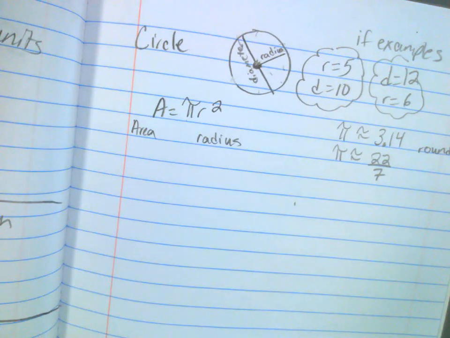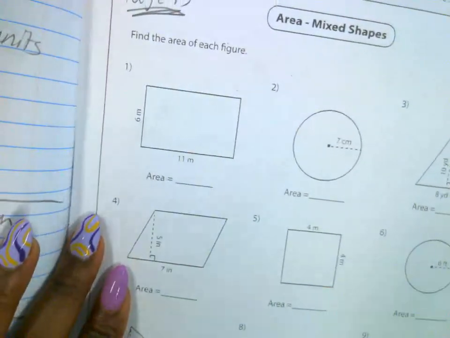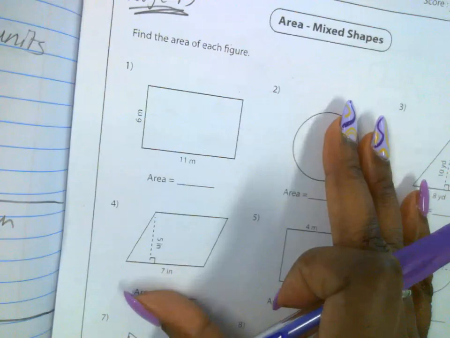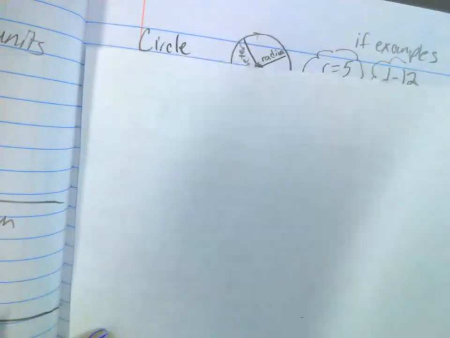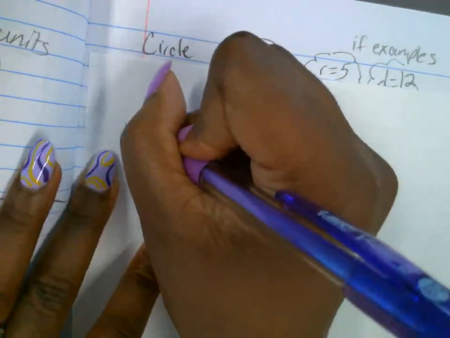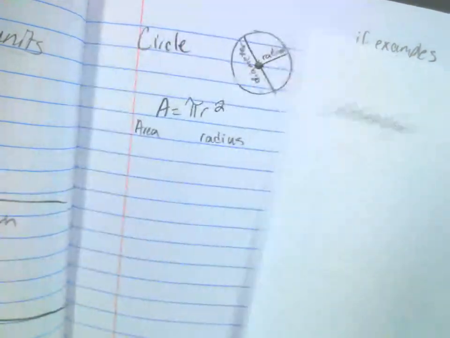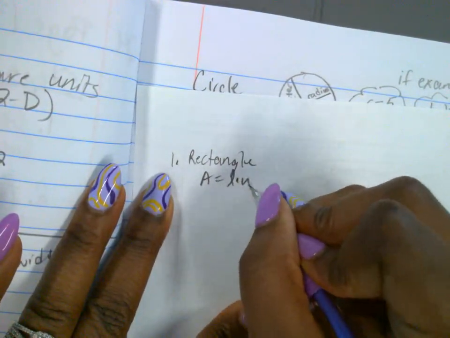All right. So now I want you to take out this sheet. I want you to work on this. Don't forget, you're going to show your work on the back, and you're going to submit this on Canvas. So this is number 1. This is a rectangle. On the back of your paper, number 1, you're going to put rectangle. The formula for rectangle is A is equal to length times width.